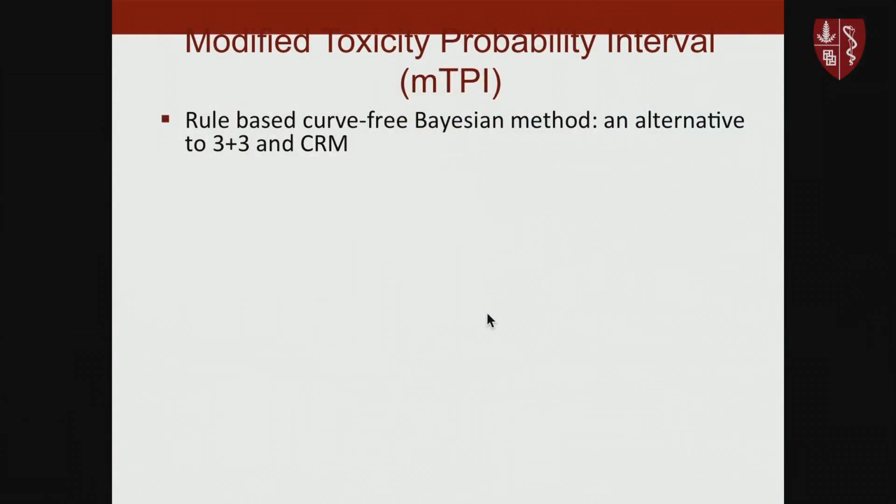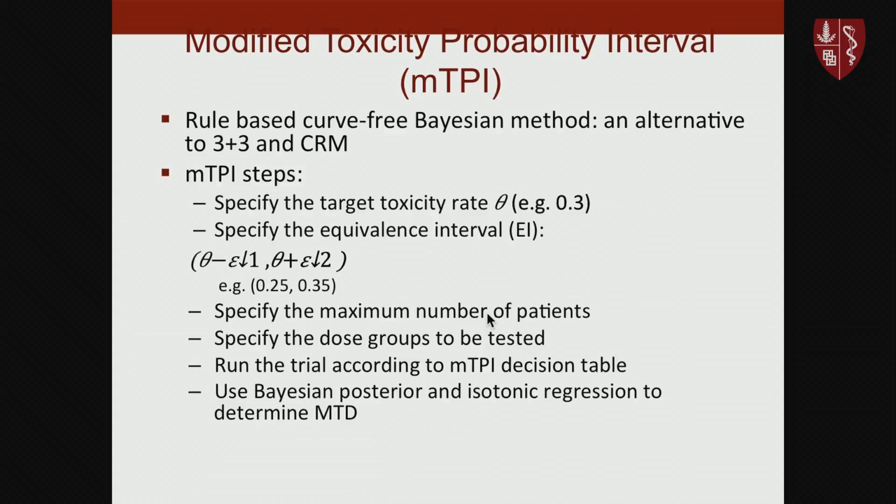So on the other side, in order to avoid having to specify too many parameters and to get more intuitive, the modified toxicity probability interval method is a good alternative. Basically, it's different from the previous one in that you set a toxicity threshold.